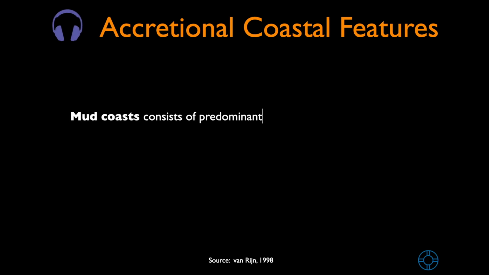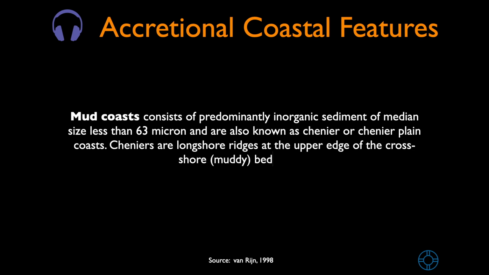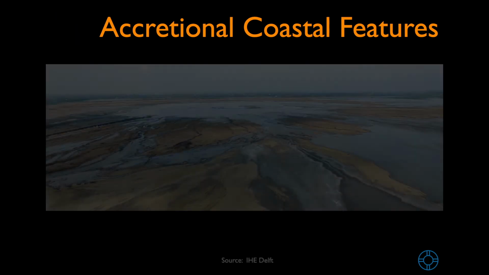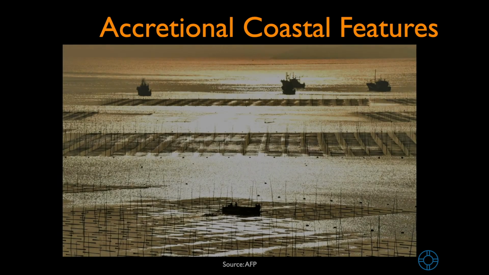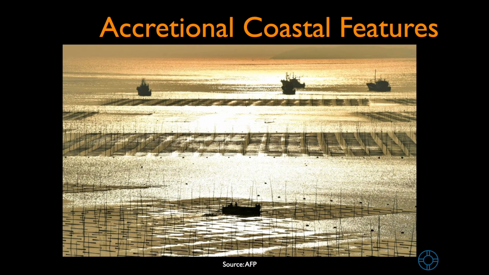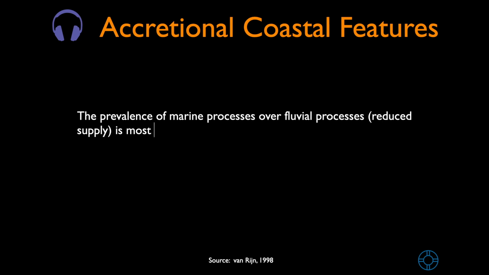Mud coasts consist of predominantly inorganic sediment with a median size of less than 63 microns and are also known as chenier or chenier plain coasts. Cheniers are longshore ridges at the upper edge of the cross-shore muddy bed profile. The prevalence of marine processes over fluvial processes and reduced supply is most favorable for chenier formation.